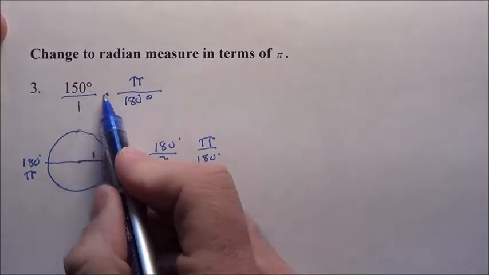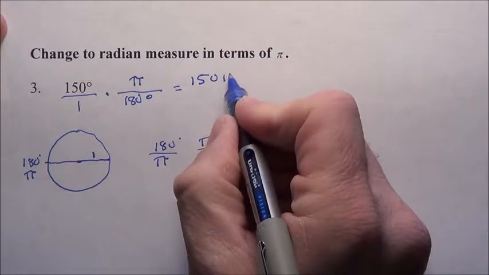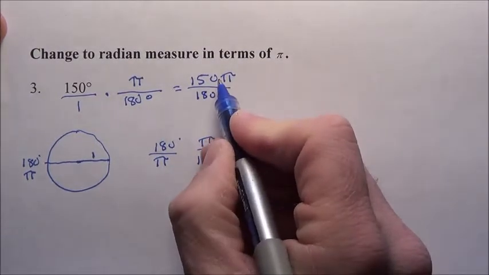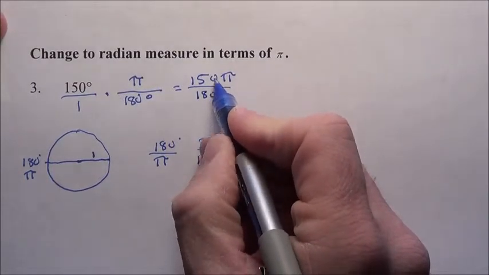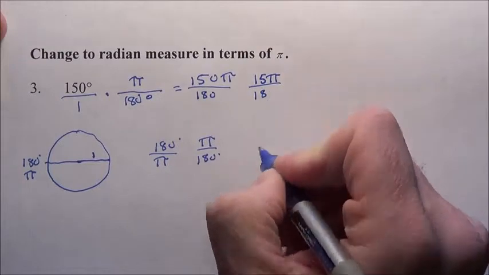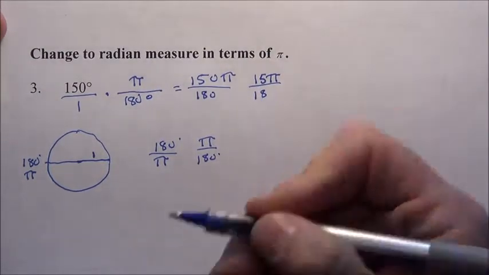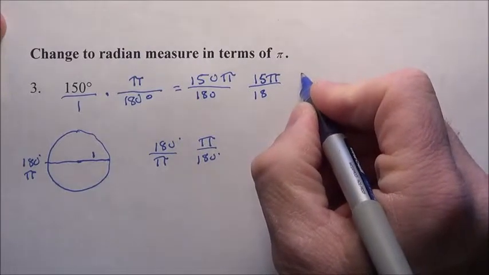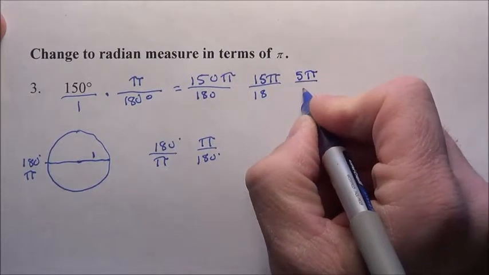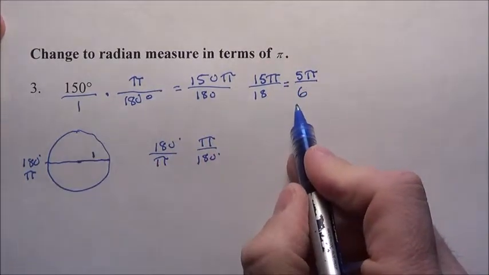So now all I have to do is multiply across the top, which is 150 pi, over the bottom, which is 180. Now notice, wait a second, the zeros can go away. So this is 15 pi over 18. Wait a second, 15 and 18 both can be divided by 3, so it can simplify even more. Divide by 3, and I get 5 pi over 6, which is the answer. 150 degrees is 5 pi over 6.